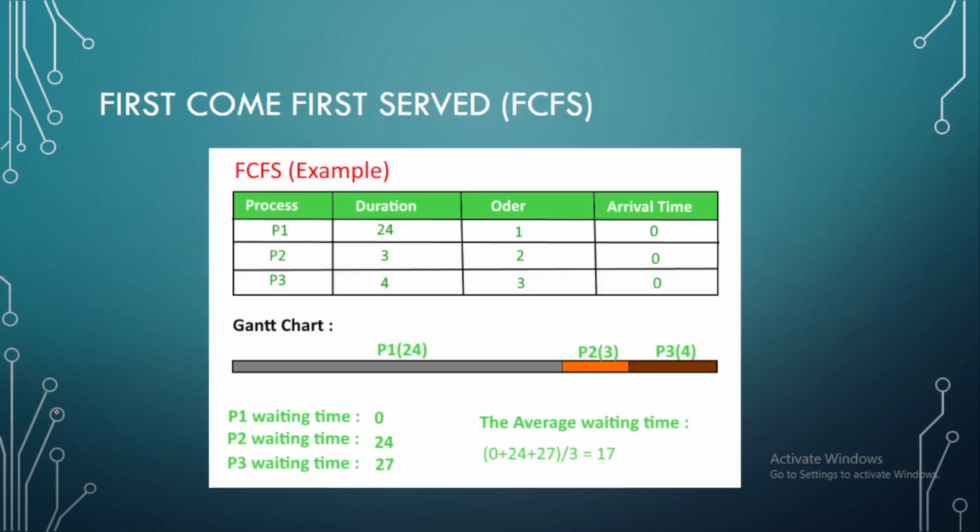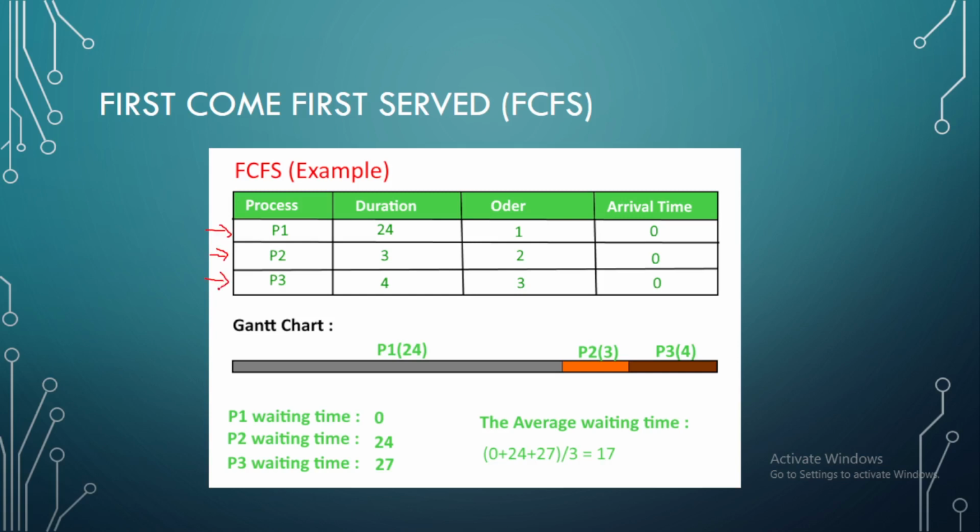Here we have an example to demonstrate the first come first served algorithm. This is how the questions will be given in exams: the number of processes and their burst time. Here duration means the execution time of each process, and the order is the arrival of each process. Here we assume all the processes arrived at the 0th second, and the order is given. So process 1 arrived first, process 2 arrived second, process 3 arrived third.